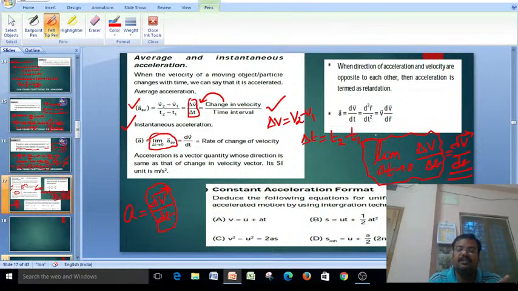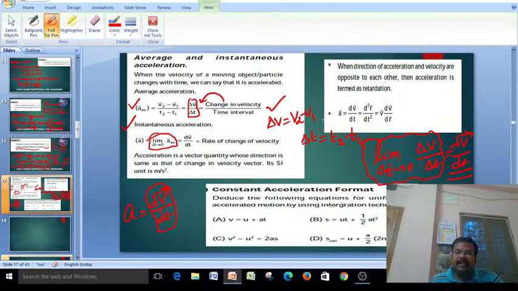When the acceleration direction and the velocity direction are the same, it is an acceleration, which means the speed will be increased gradually. Whenever the acceleration and velocity are opposite to each other, the speed will be decreased. That is nothing but a retardation. We also call it a deceleration process, right? You have to represent that in the same format.